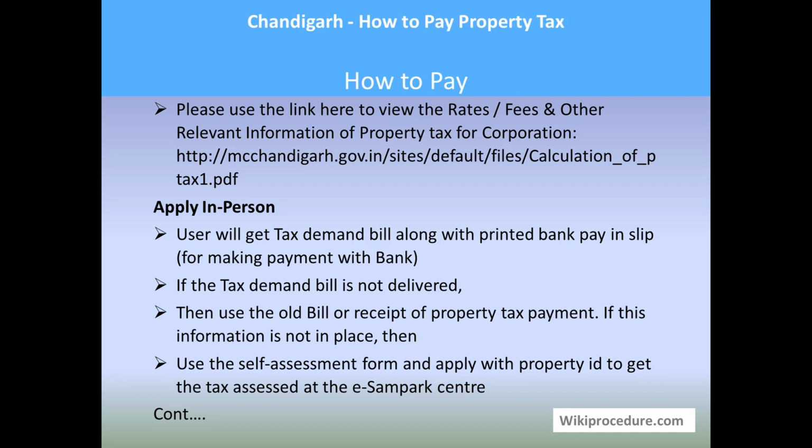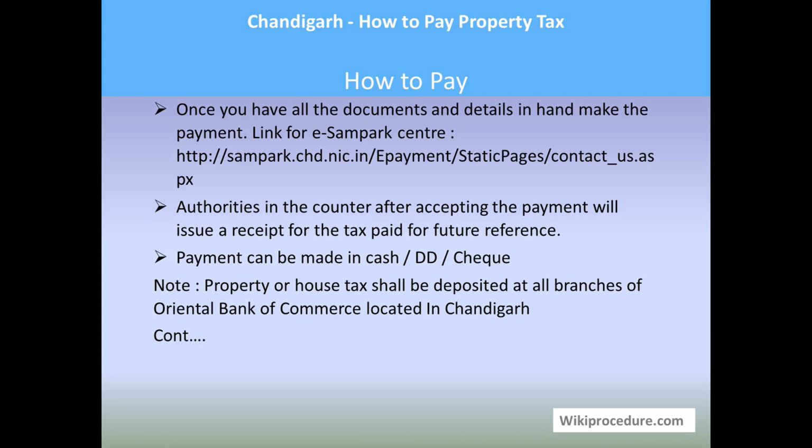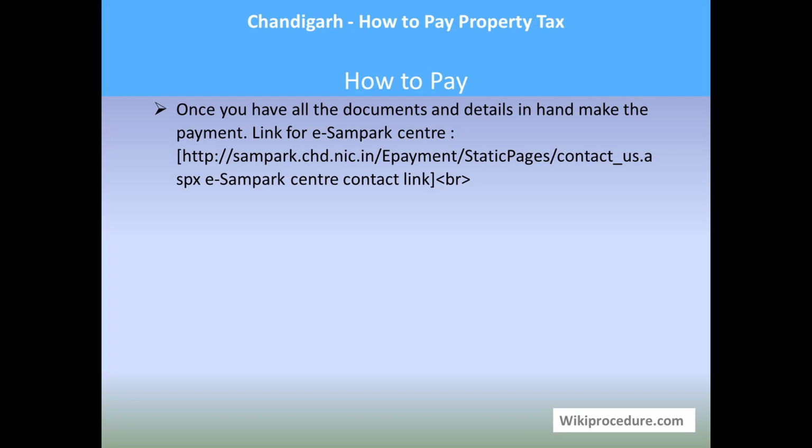If the tax demand bill is not delivered, then you can go and approach the office with the old bill or the receipt you have to find the tax assessment. Use the self-assessment form and apply with the property ID to get the tax assessed at the e-Sampark centers which are in Chandigarh for helping the citizens. Once you have all the documents and details in hand, make the payment.